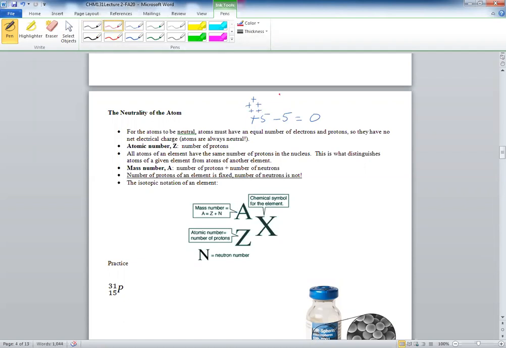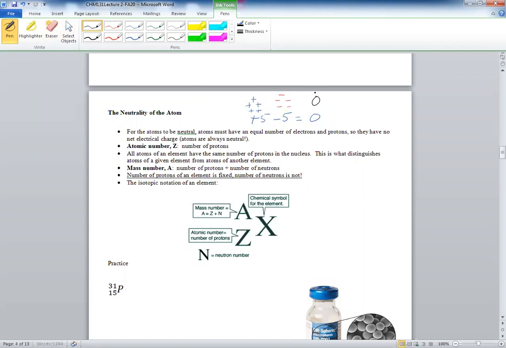So if you see here, I always like to draw representations because that really makes me understand science as a whole better. So feel free to always sketch your own representations to understand things. So here's 5 positives, 5 negatives. The outcome is 0.